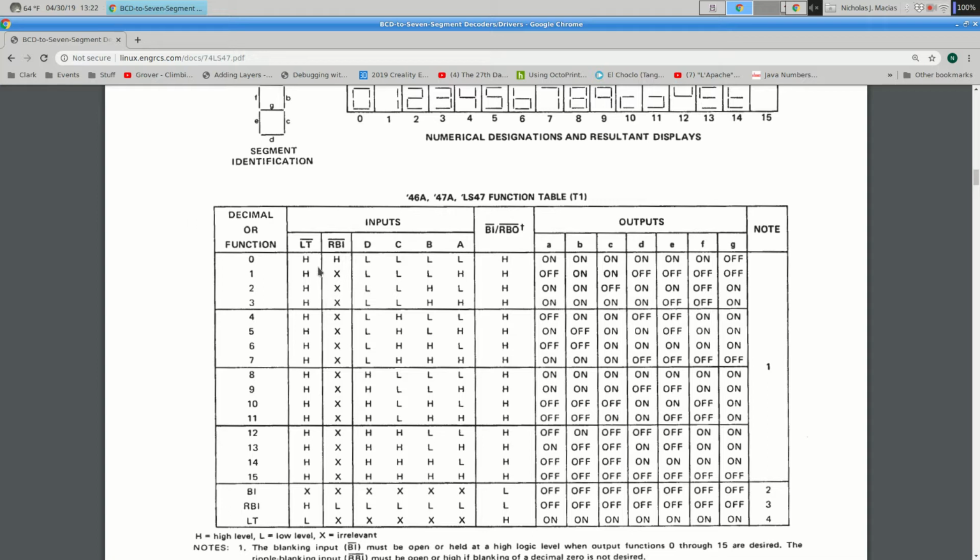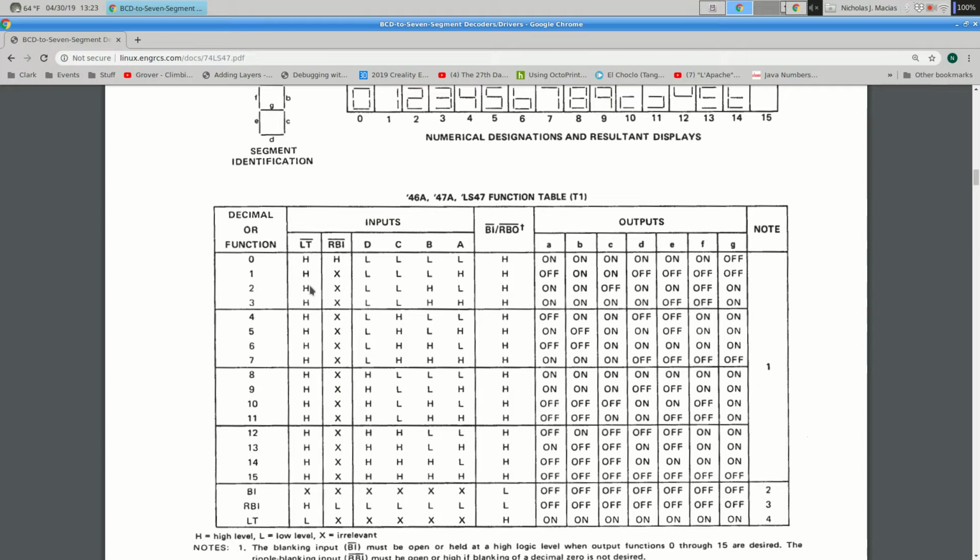There are some other inputs here, and this is telling us that this LT bar input has to be high. That's a lamp test. If you make it low, all of your lights go on. So you go to a basketball game and they're firing up the scoreboard, and sometimes it turns on everything, right? You can do that by driving that one input low, LT. It's there specifically so you can see if all your LEDs are working or if something's burned out.